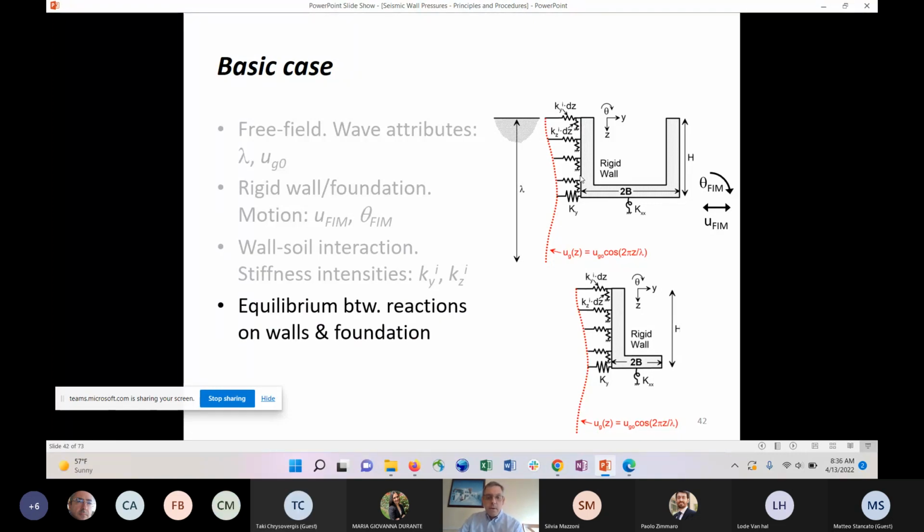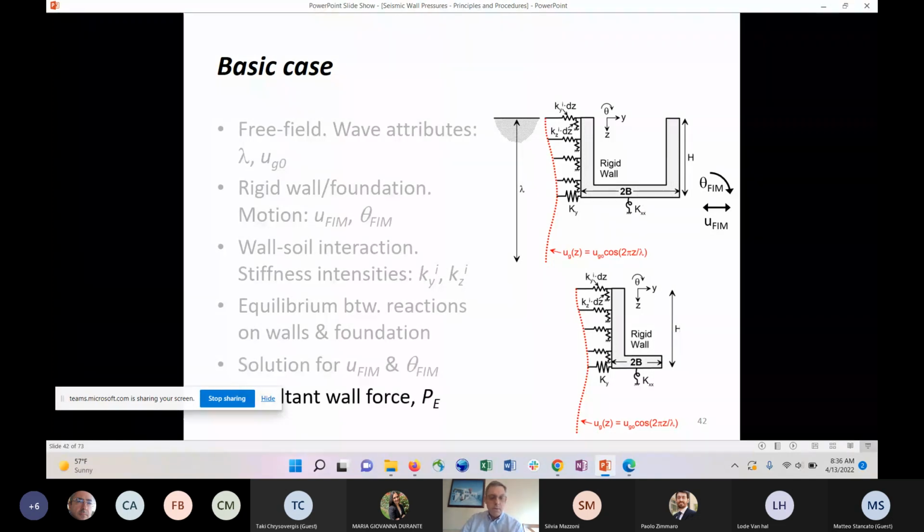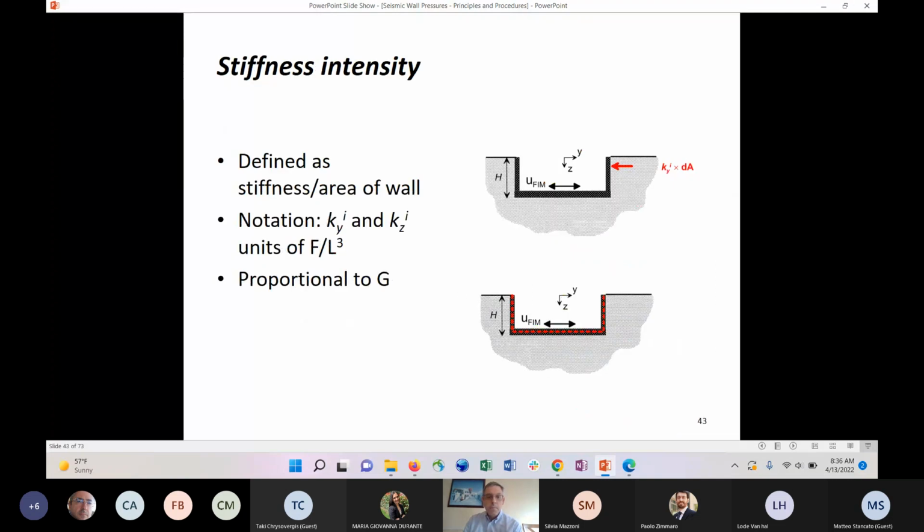The way this is solved, you work on the equilibrium between the horizontal and vertical reactions that form against the wall, and the reactions of the foundation slab, represented here by the capital letters K for horizontal and rotation. Those have to be in equilibrium with each other, both in moment and in horizontal force. Based on that, you can derive solutions for UFIM and theta FIM for a given UG0 and wavelength, along with the stiffness intensities. And that's going to give you a resultant wall force, PE, and also a moment.